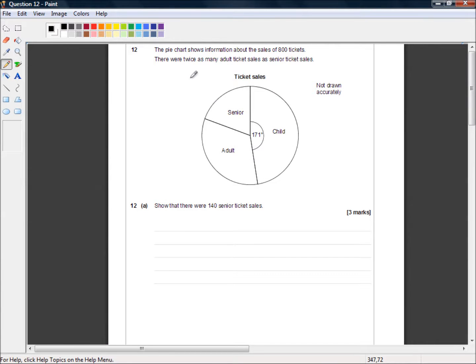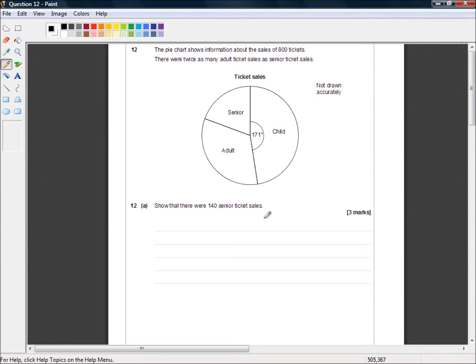This is the second paper in the foundation tier and we're picking up in question 12. The pie chart shows information about the sales of 800 tickets. There were twice as many adult tickets as senior ticket sales. Show that there were 140 senior ticket sales.